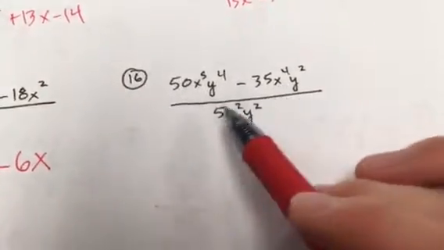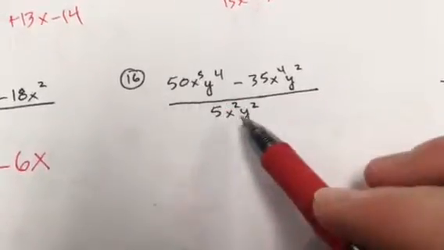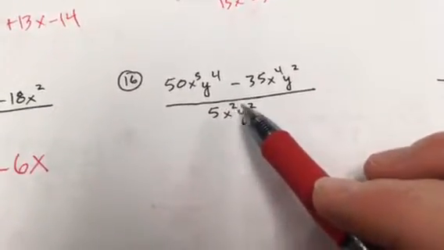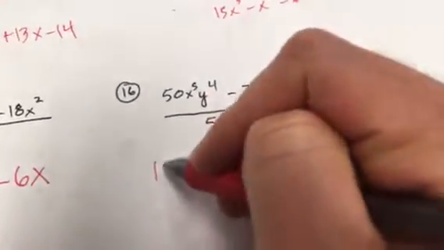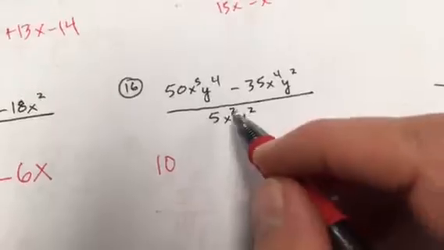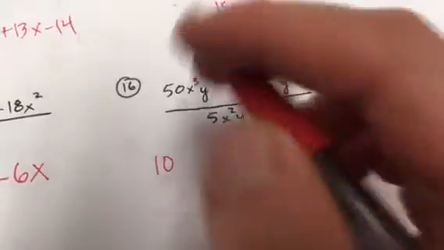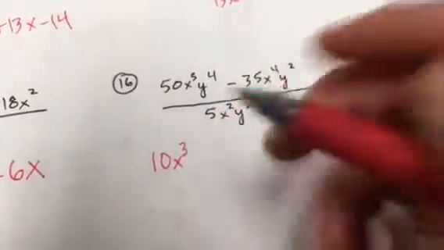Everything here is divisible by 5, so you're going to divide everything by 5, and you can take 2 x's and 2 y's away from every term. 50 divided by 5 gives you 10. I'm going to take the 2 x's away. If I had 5, subtract 2, it's now x to the third.